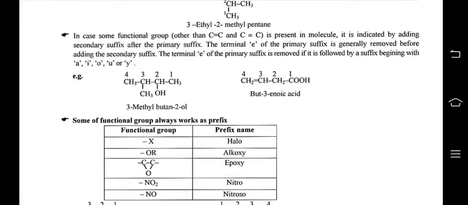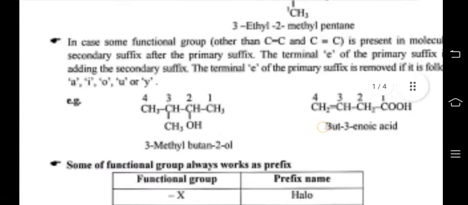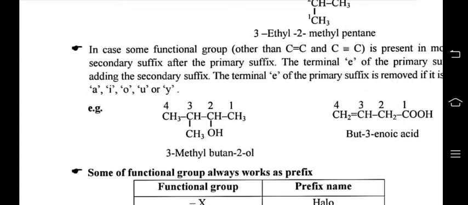Functional group is here. Which functional group is here? Here the functional group is OH, and OH is the hydroxy group.